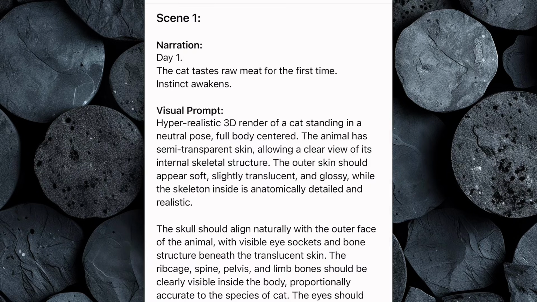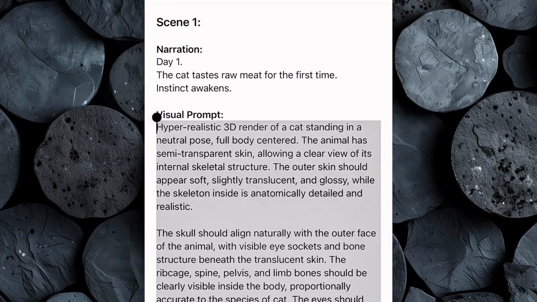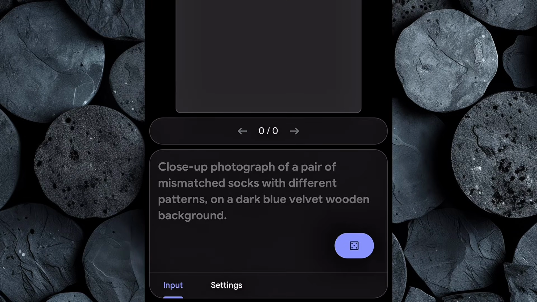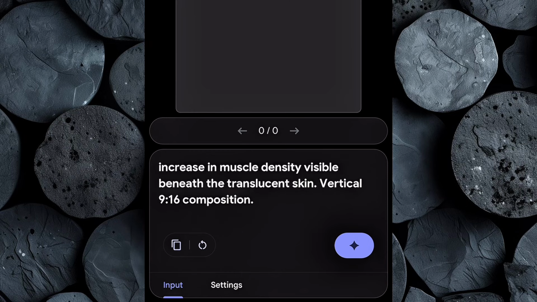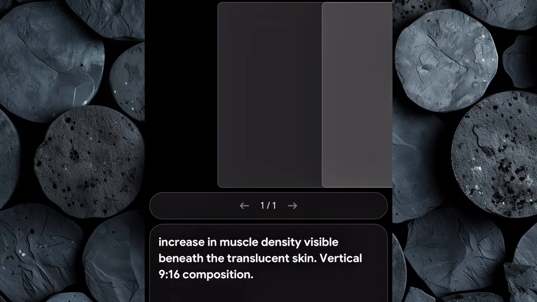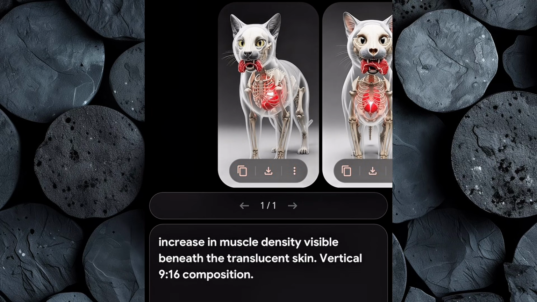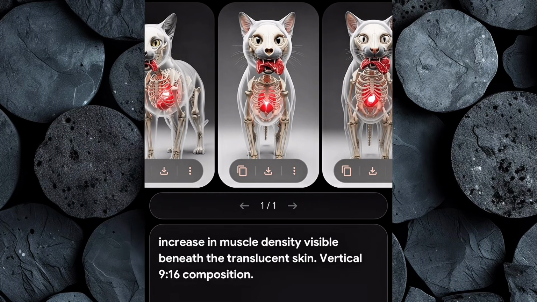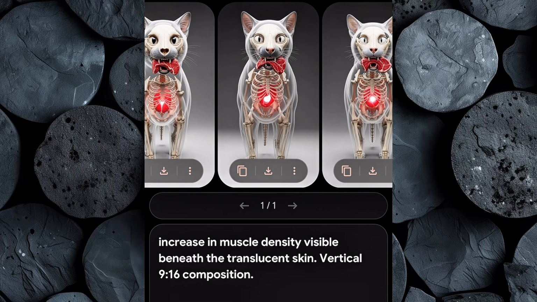After that, go back to ChatGPT and copy the first visual scene prompt that was generated for your animal skeleton video. Make sure you copy the entire prompt so the AI understands every detail. Then return to Google ImageFX, paste the prompt into the text box, and click Generate. Within seconds, ImageFX will usually generate multiple variations at once. Take your time reviewing each option carefully. Once you've chosen the best image for that specific scene, download it directly to your device.